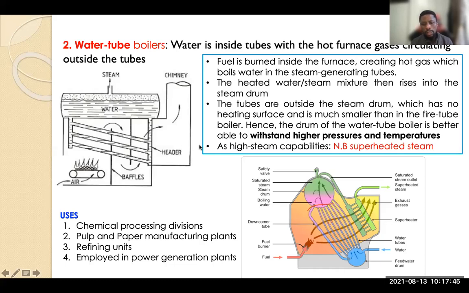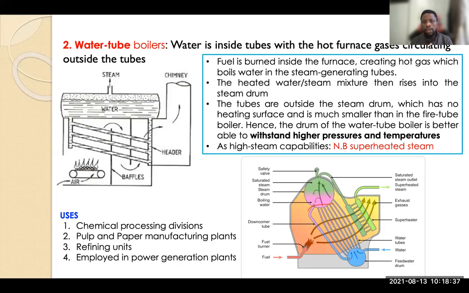So this one works in the direct opposite way. Remember the previous one, I mentioned the fact that the water surrounds the tube, but the flue gases go through the tubes. In this particular case, the water is inside the tubes. So the water inside the tubes is heated by the fire from the furnace. And as that happens, steam is generated. So based on this fact, there are a couple of differences. We've seen the very obvious difference that in the case of the second type of boiler, water goes through the tube.